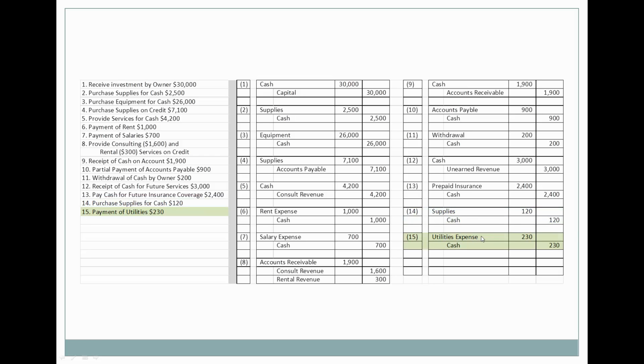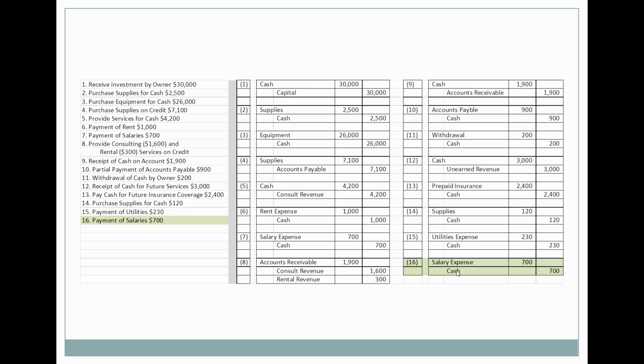We're going to pay our utilities for the month, so it's utilities expense, and our cash is going to be decreased in the amount that we're paying. And then we're going to pay some more salaries, so it's salary expense, and it's going to be increasing with the debit, and our cash will be decreasing with the credit.